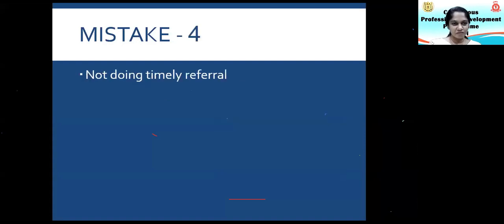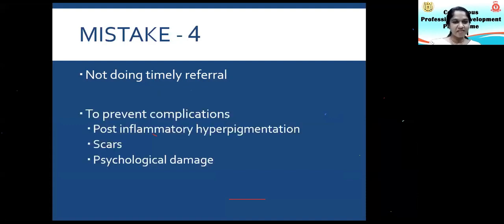And then mistake number 4 is not doing timely referral. Why I'm saying this is, acne is a disease with complications. Once you have acne in childhood, sometimes people can have that misery lifelong with scars. Also, post-inflammatory hyperpigmentation can occur in our type of Asian skin. But this is a transient phenomenon, and the psychological damage of acne is also well documented.